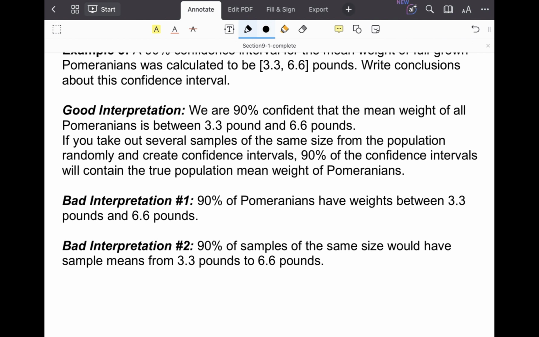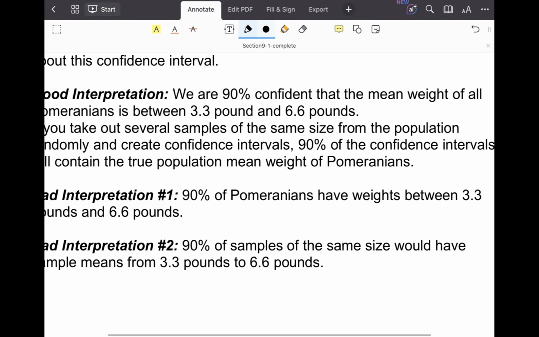So here's one bad interpretation. It says 90% of Pomeranians have weights between 3.3 pounds and 6.6 pounds. This, unfortunately, is a really common misinterpretation of a confidence interval. The problem with this is that it doesn't reference the word mean at all. It's applying to specific Pomeranians, and that's just not true. So let me just read here. This is bad.